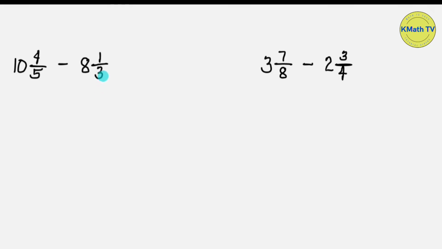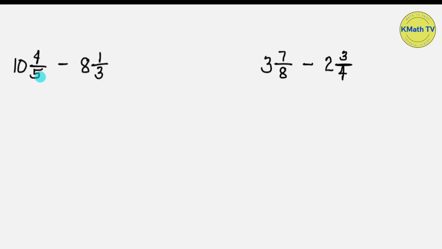To subtract mixed numbers with dissimilar fractions, the first step is to change the fractions to similar fractions using the least common denominator or the LCD. Okay, let's change the fractions to similar fractions.